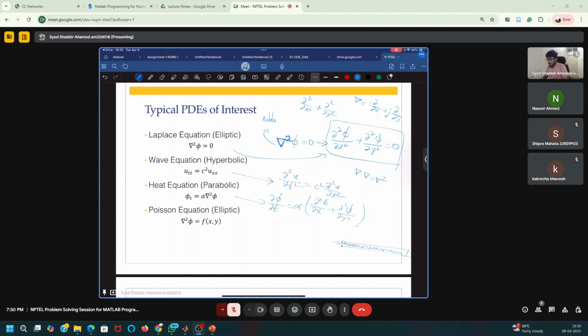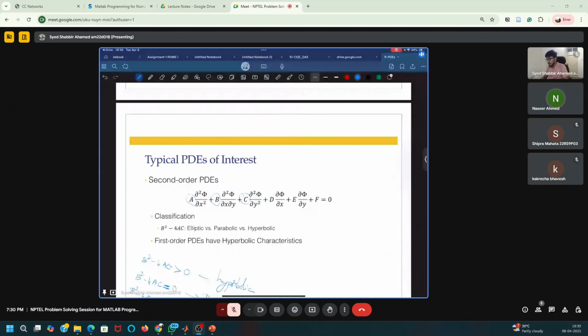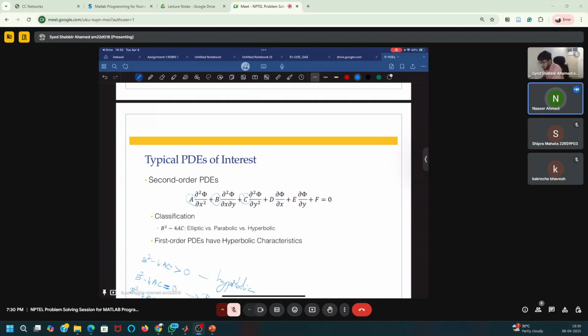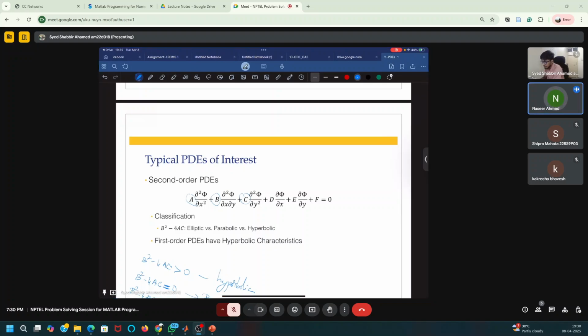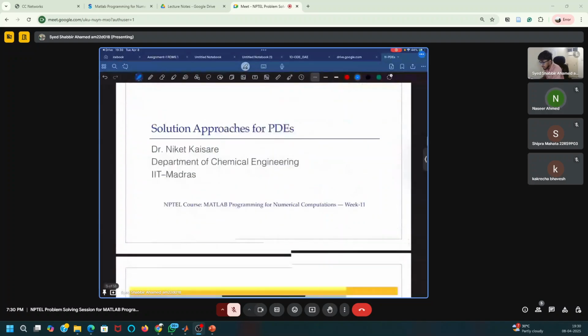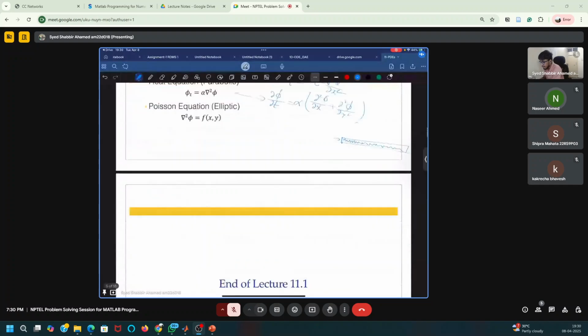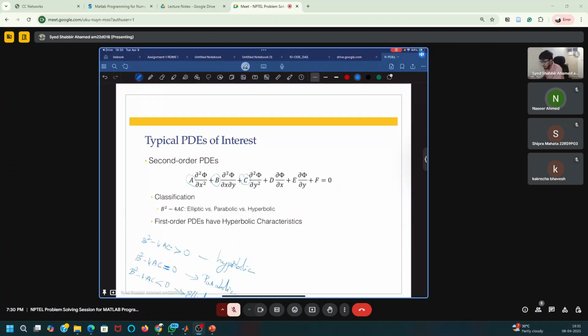Here, x and y are not necessarily x and y. It can be x, t, or x, z. It can be anything. It can be time also. x and y are independent variables. They can be spatial coordinates, or they can be temporal variables like time, whatever it is.